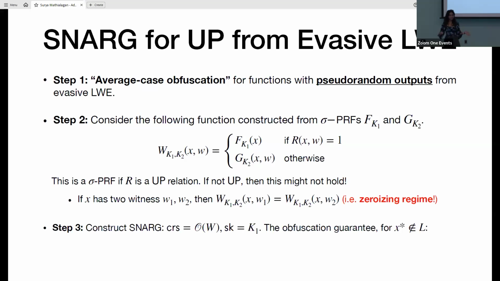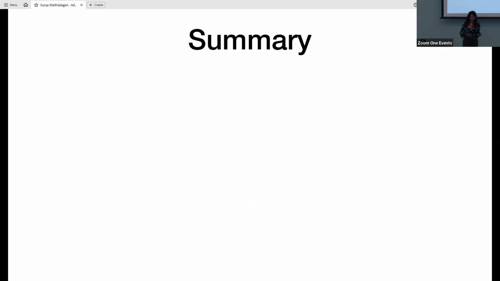And finally, all we're going to do is obfuscate this program and let the secret key be K1. Then you can argue that because X star is not in the language, the truth table doesn't contain PRF K1 of X star. This value is nowhere in the truth table, so you cannot learn this value from the truth table. So now if I give you the obfuscation of this program, you should still not be able to learn this value. Therefore, you can replace IO with this average case obfuscation notion that I defined. Okay, that brings me to the end of the talk.